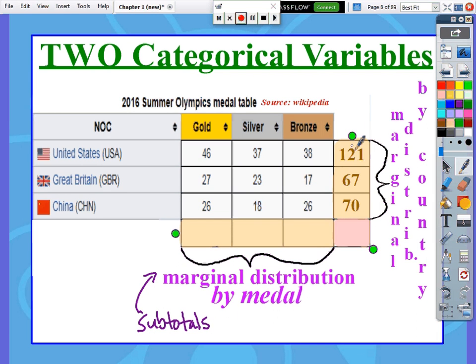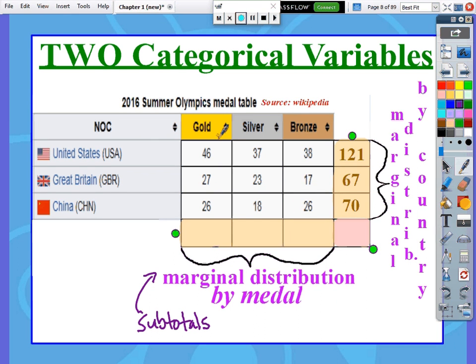Okay, so if we look at how many medals did the United States have in the 2016 Summer Olympics? Well, the United States altogether, gold, silver, and bronze, had a grand total of 121 medals. Great Britain had 67 overall medals. China had 70 overall medals. Now, if we wanted to just talk about these values here, if we wanted to focus just on the United States, separately from Great Britain, separate from China, we would call that the marginal distribution by country, if we're going to break it down and split up the three countries.